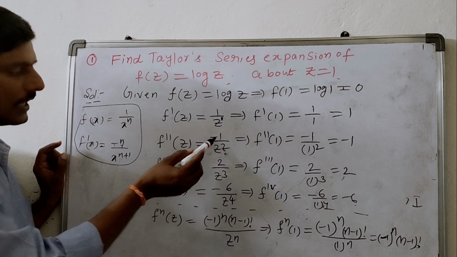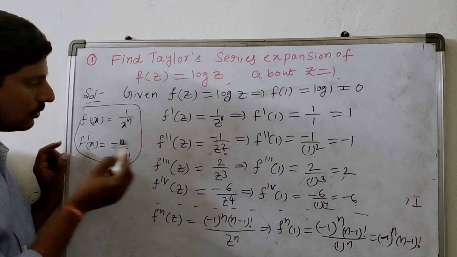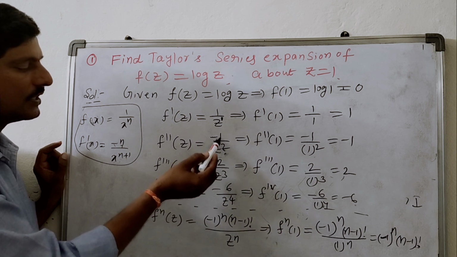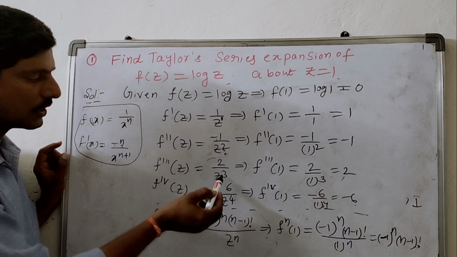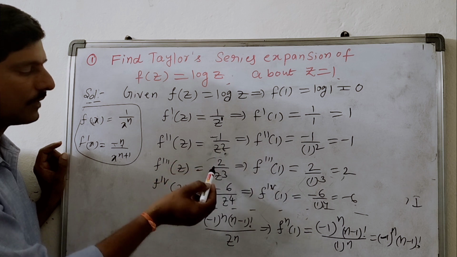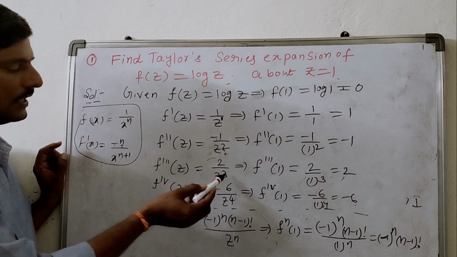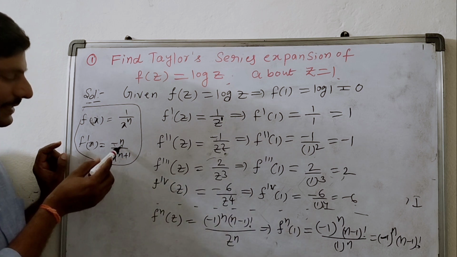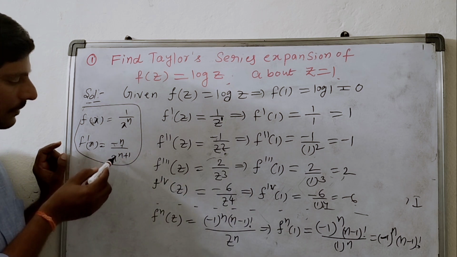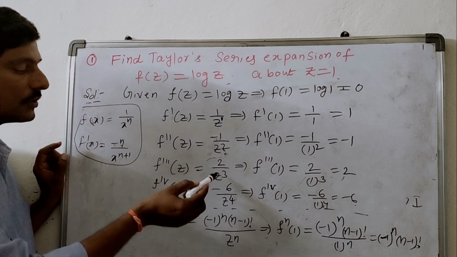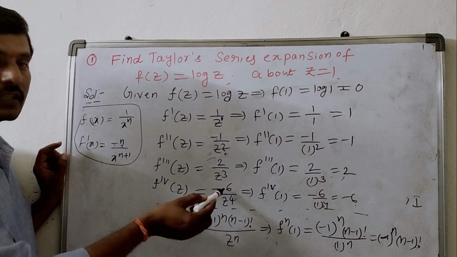f triple dash z, but already minus is there, so minus into minus plus, so 2 by z cube. Okay, 1 by z square differentiation is minus 2 by z cube, but already minus is there, therefore minus into minus plus 2 by z cube. And f4z, here the power is 3, so minus 3 by z power 3 plus 1, minus 3 by z power 4, already 2 is there, so 2 into 3, 2 into 3 is 6.